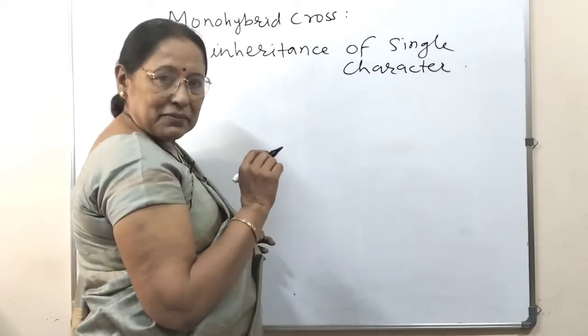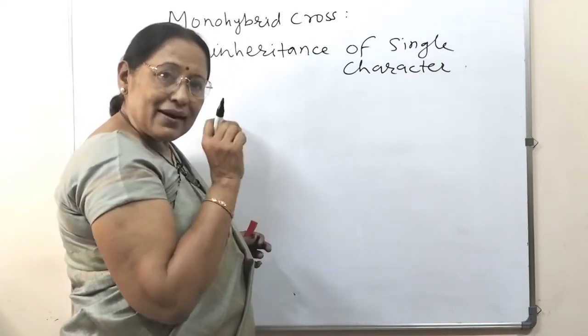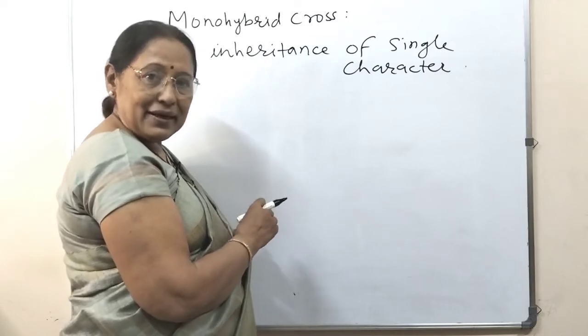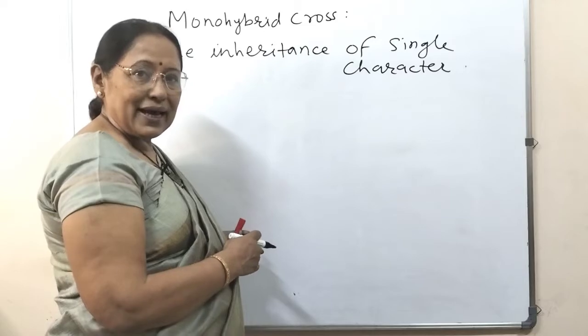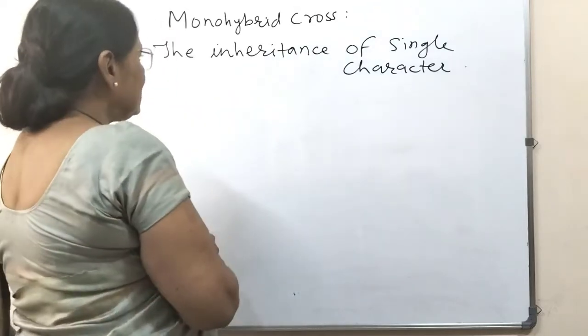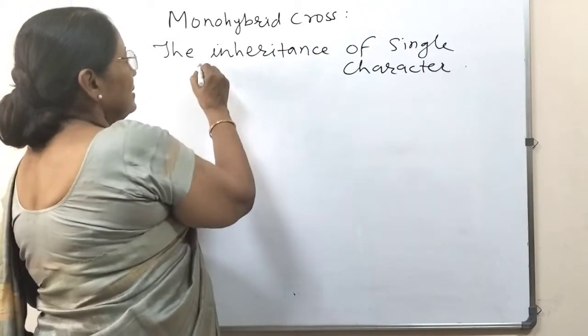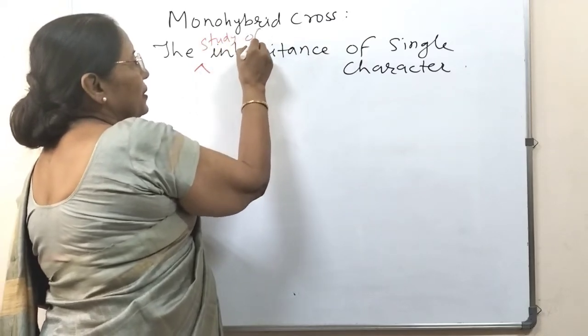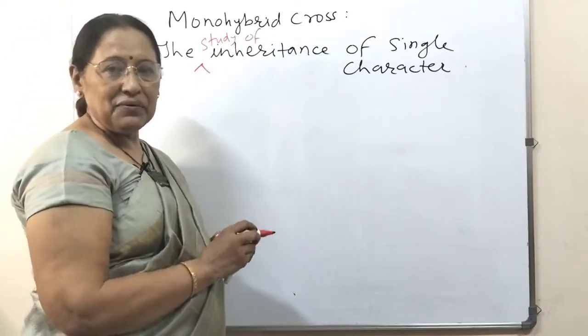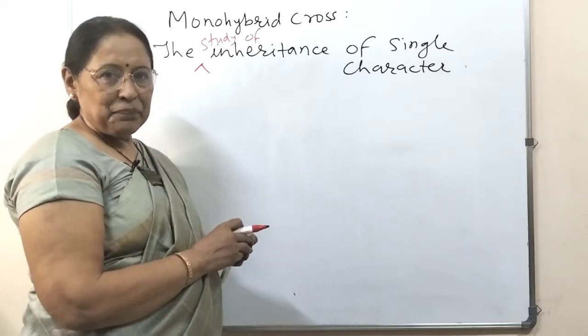But is it possible that only a single character is transferred, inherited by the offspring? The offspring inherits all the characters. It is simply the study of inheritance of a single character.